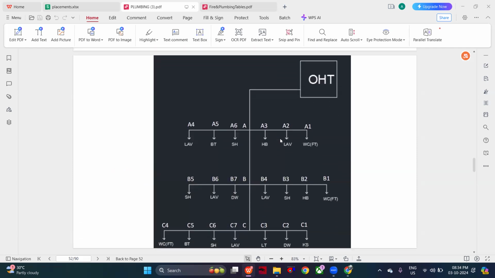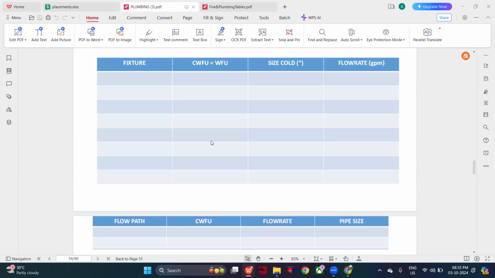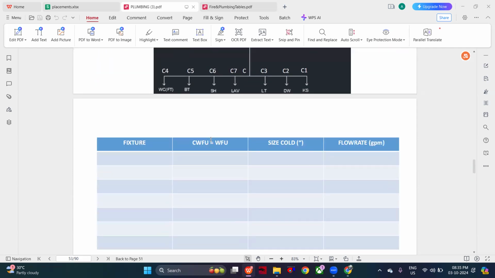Now this is the diagram. We have to do the pipe sizing. So for the pipe sizing here, take a screenshot for this one. Done. Now we're going to do the pipe size.